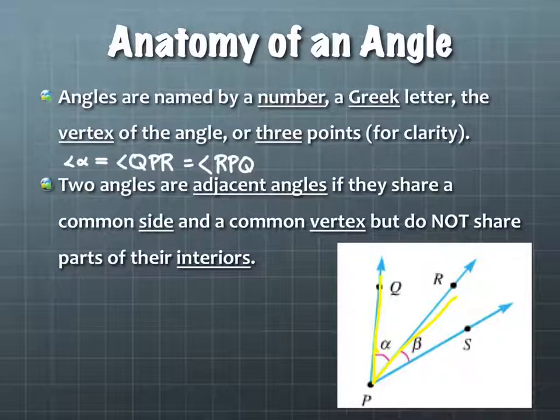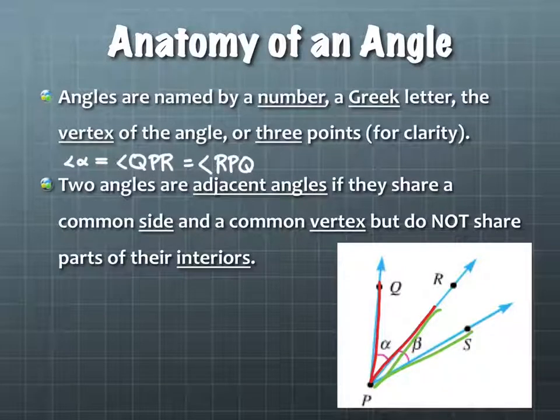We call 2 angles adjacent if they share a common side, a common vertex, but no part of their interior. So this image here has adjacent angles. The 2 adjacent angles are alpha and beta. Oh, blue is a bad choice because it's already drawn in blue. How about green? Alpha and beta are adjacent angles.